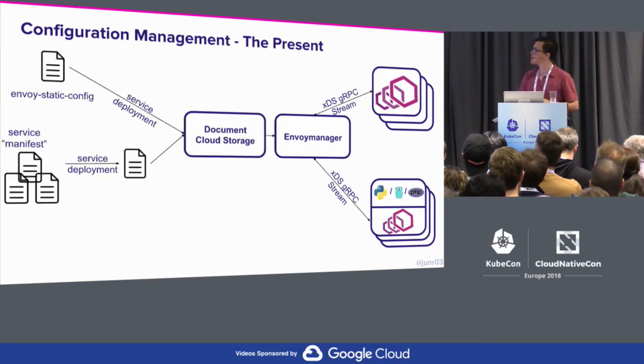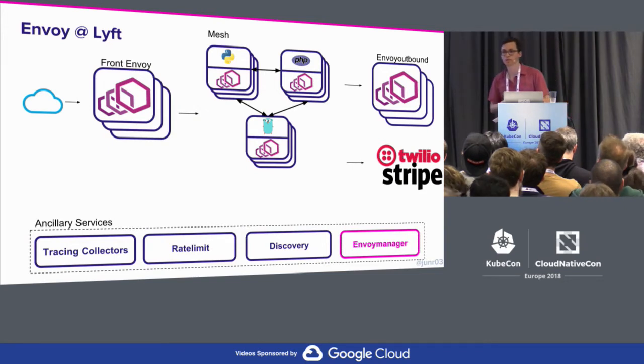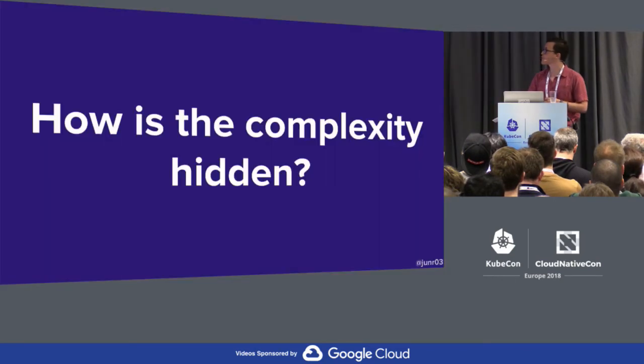So that's, again, the whole flow of the new configuration management we've been designing and implementing at Lyft. This is how it fits in the initial diagram that I showed. Envoy Manager is just another ancillary service that we run at Lyft, and it lives in this Envoy ecosystem to provide configuration artifacts to the entirety of the proxies deployed at Lyft.